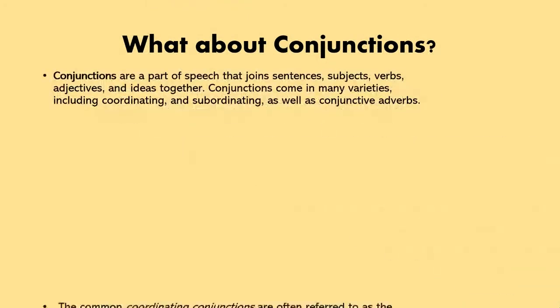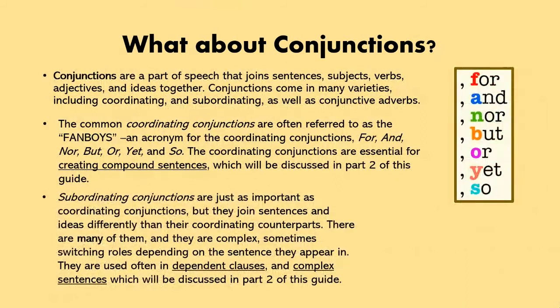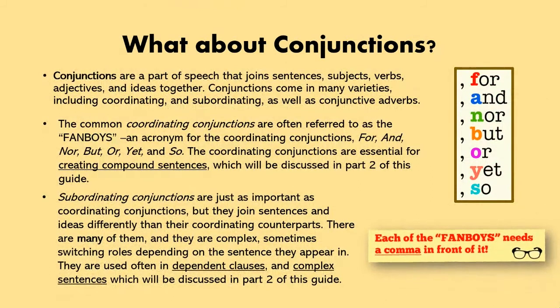Conjunctions are another part of speech that joins sentences, subjects, verbs, adjectives, and ideas together. There are many variations of conjunctions, such as coordinating, subordinating, and conjunctive. Common coordinating conjunctions can be remembered by the acronym FANBOYS, which stands for for, and, nor, but, or, yet, so. These coordinating conjunctions are essential for creating compound sentences.